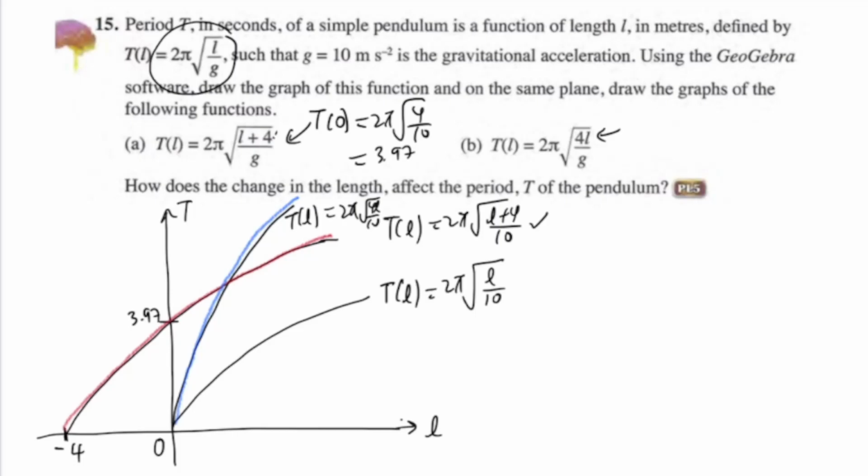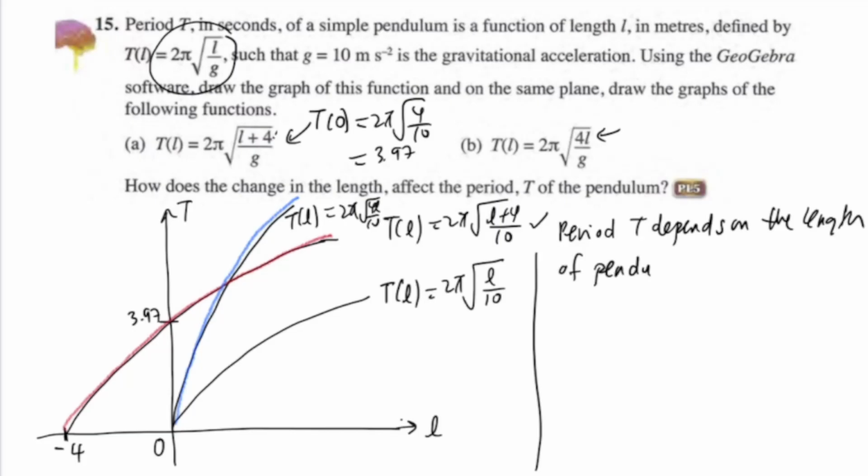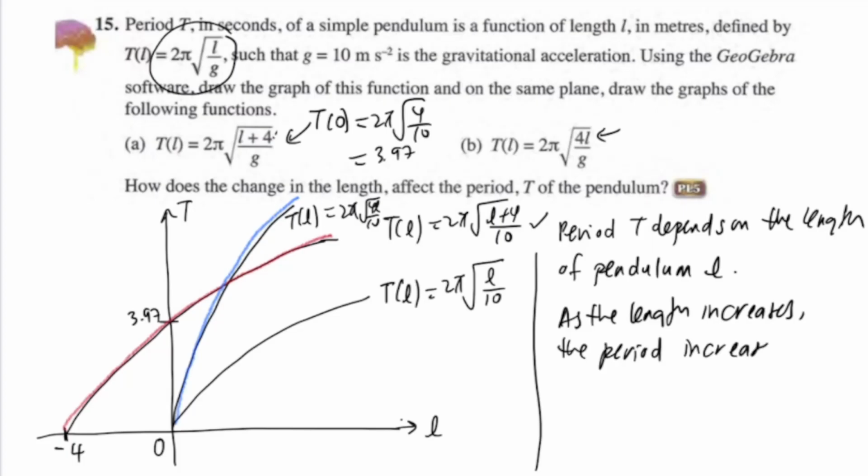So how do you write your answer? We can say that the period T depends on the length of the pendulum L. As the length increases, the period or the oscillation period also increases.